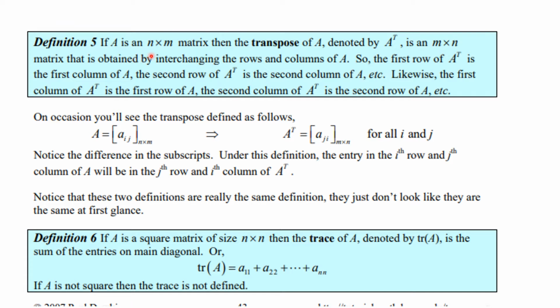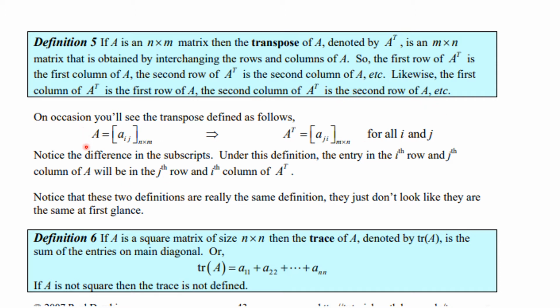Notice that A was an N by M, so this is basically switching the rows and columns, and this is the matrix that is obtained by interchanging the rows and columns of A. The first row of the transpose is the first column of A, the second row of the transpose is the second column of A, and so on. Likewise, the first column of A transpose is the first row of A, and the second column of A transpose is the second row of A, and so on.